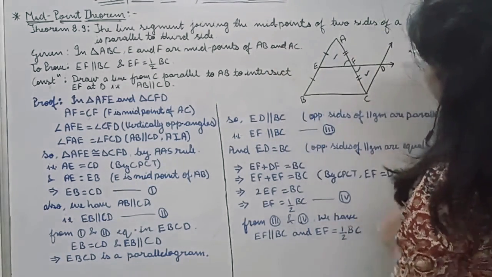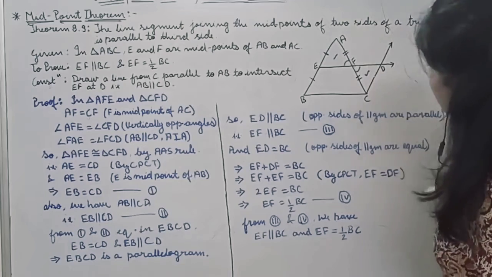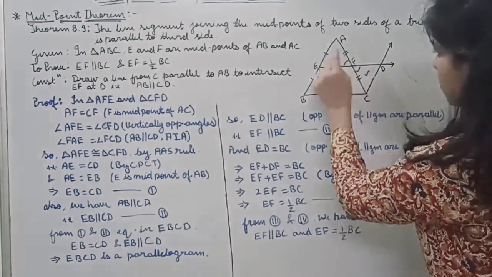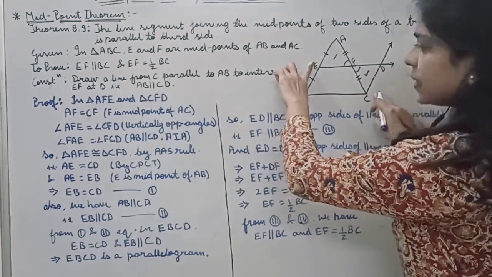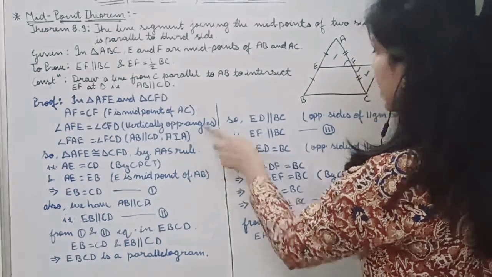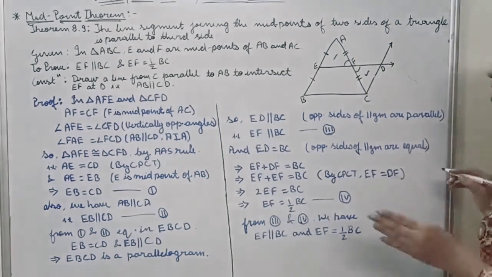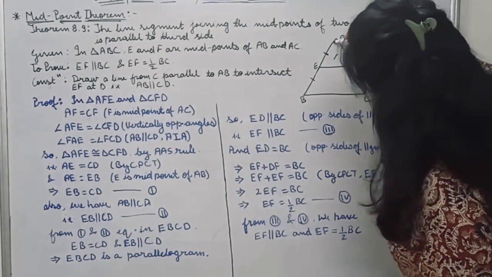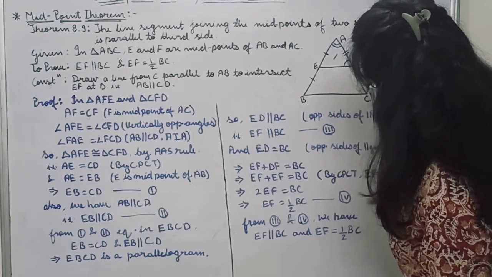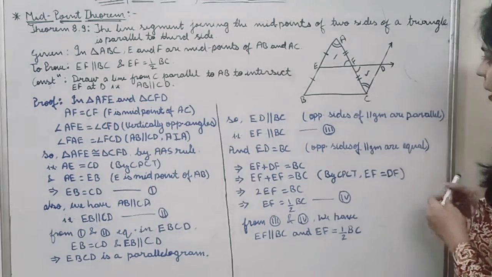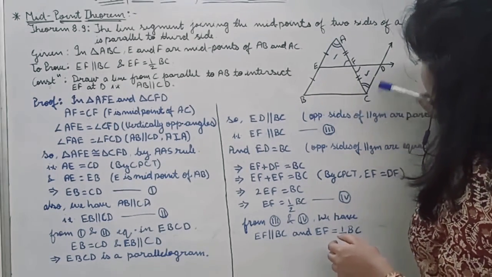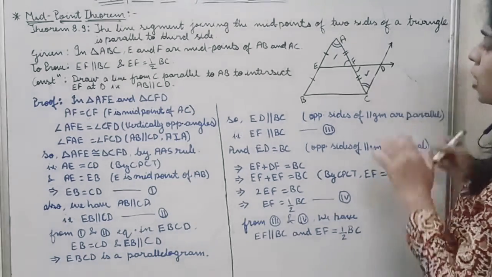This is AB. Means AC will act as a transversal. AC is the transversal. If AC is transversal and AB is parallel to CD, then alternate interior angles, AIA, will be equal. So which are these two alternate interior angles? This angle and this angle are the alternate interior angles formed by the two parallel lines AB and CD and transversal AC.